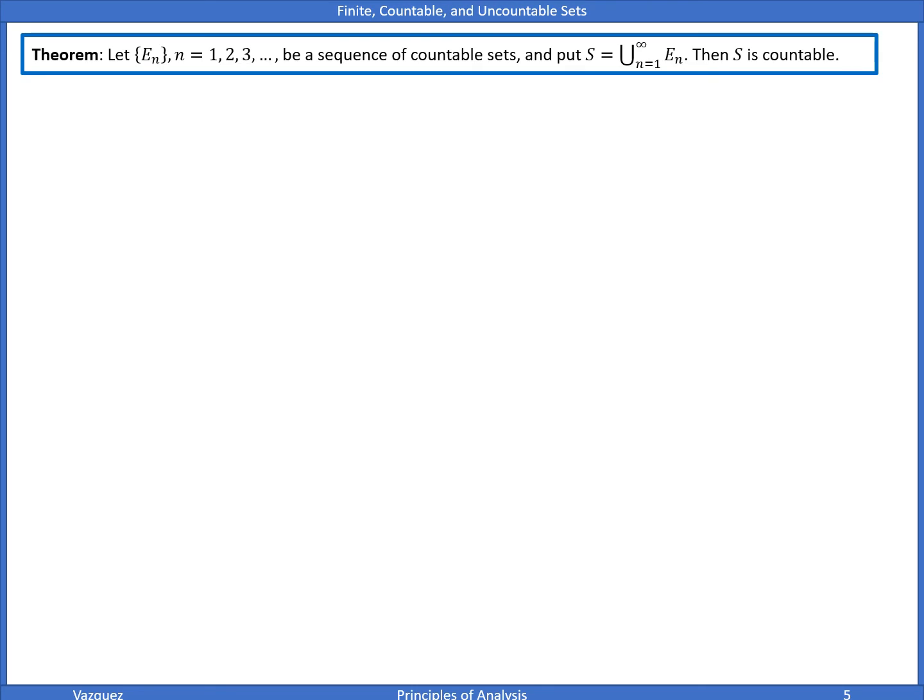Okay, now we come to a theorem that says: let E sub n, where n goes from 1 to infinity, be a sequence of countable sets, and put S to be the union of those countable sets. Then S is countable. So it's pretty much saying the union of countable sets is countable.